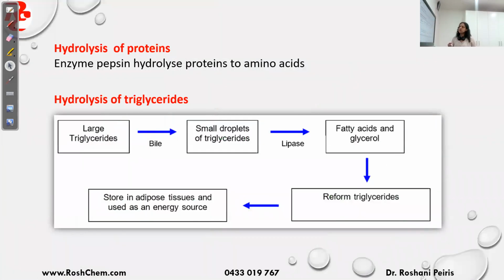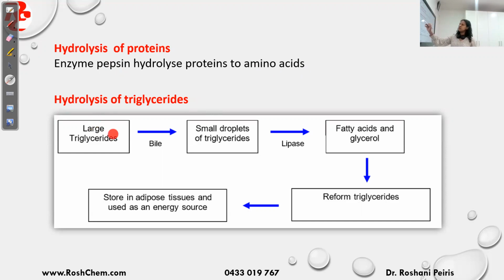Okay, hydrolysis of proteins. So proteins are hydrolyzed by the enzyme pepsin to produce amino acids. We know the proteins are made from amino acids. So the hydrolysis of proteins by pepsin is giving amino acids back. Okay, then the triglycerides hydrolysis.